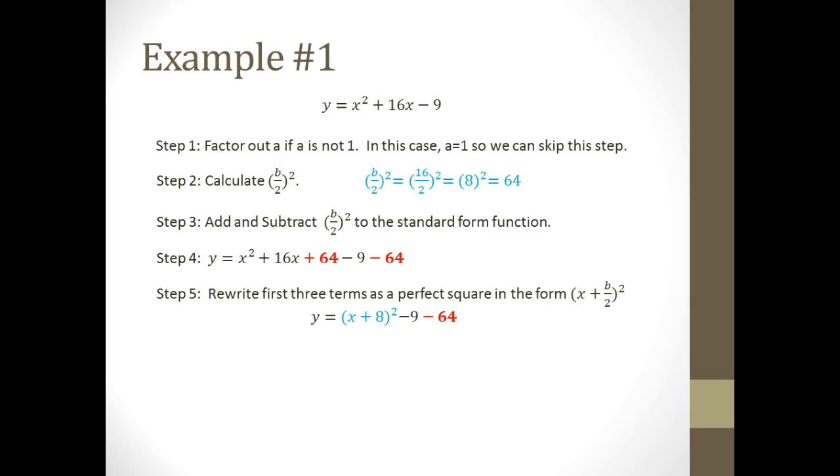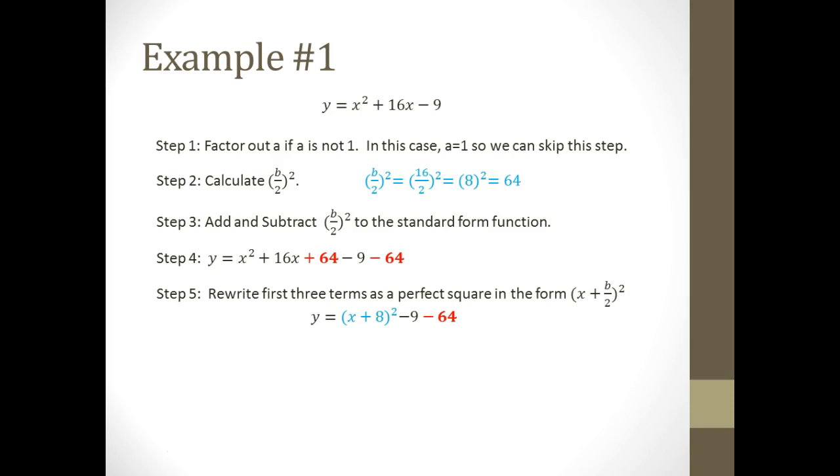And so is this expression we're about to create. We're going to write it in the form of x plus b over 2. That includes the sign of our original b value and everything. So our b value was 16, b divided by 2 is 8, so our perfect square is x plus 8 squared. X plus 8 squared is equivalent to the first 3 terms you see in step 4.